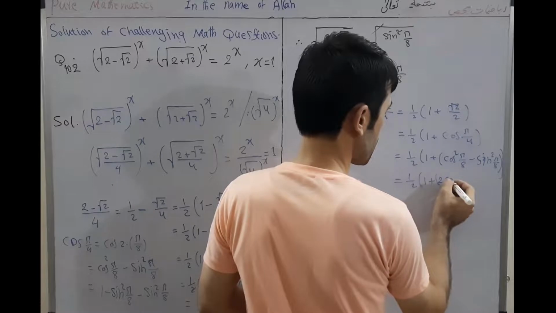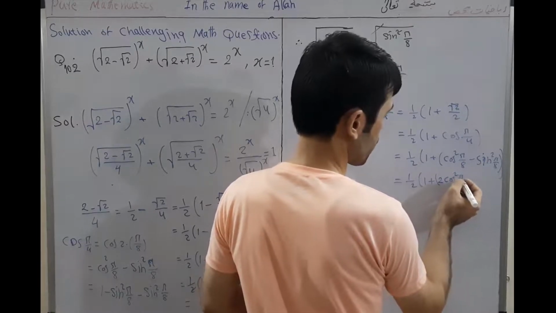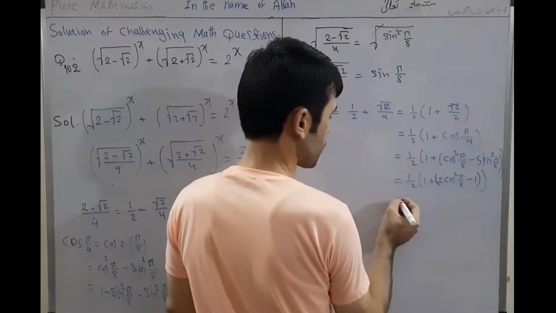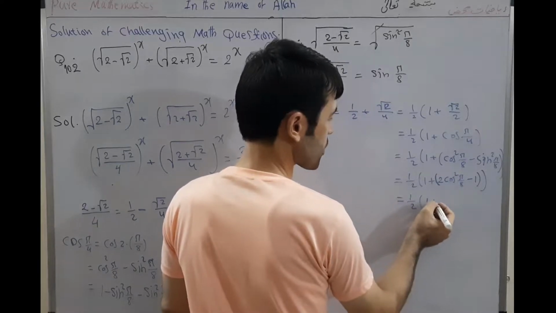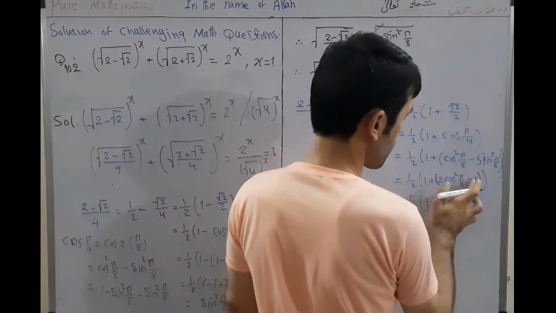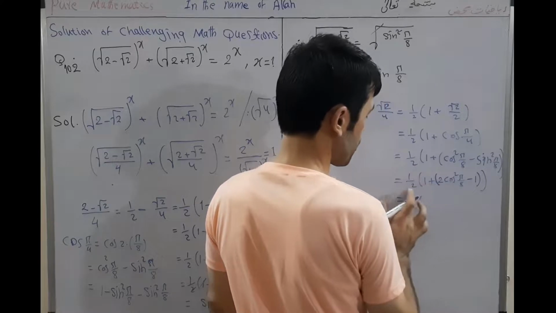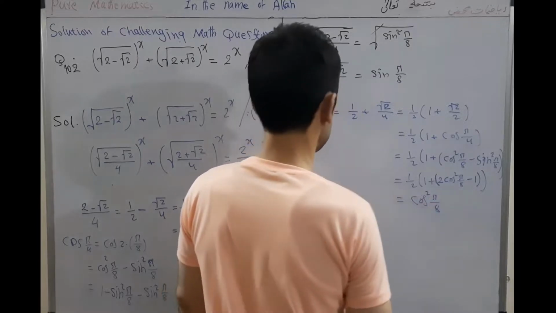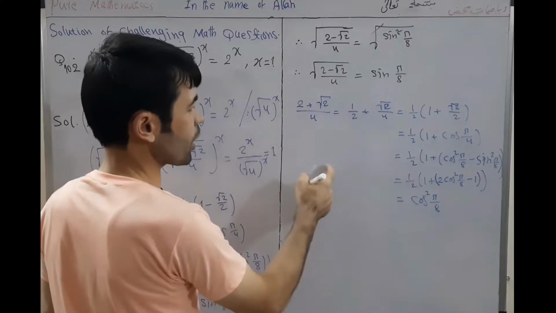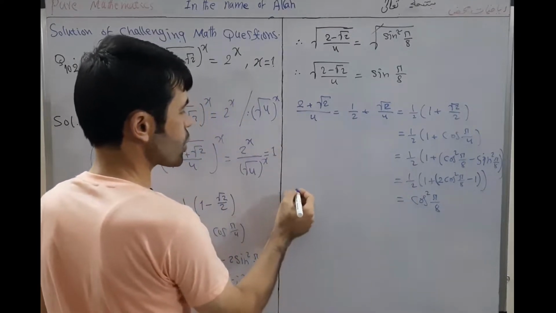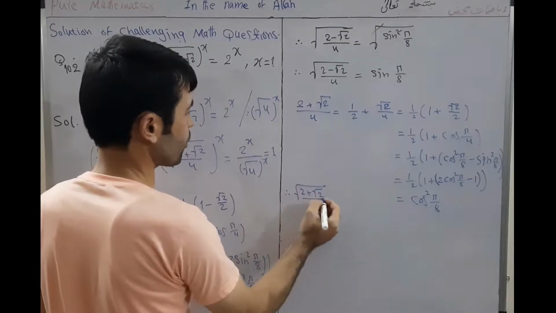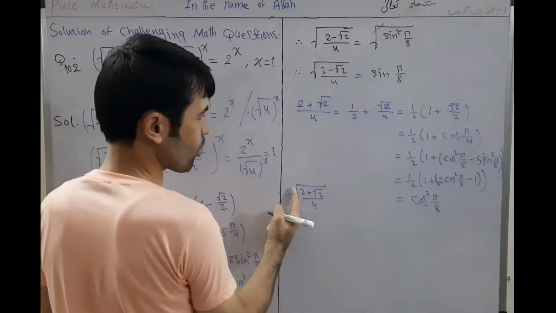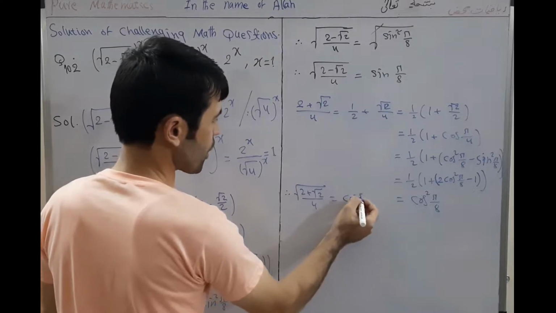It is equal to 1/2 into (1 + 2cos²(π/8) − 1). If we multiply this, minus 1 by plus 1 cancelled, 2 by 2 cancelled, then we get cos²(π/8). If we take square root from both sides, therefore √((2+√2)/4) is equal to cos π/8.